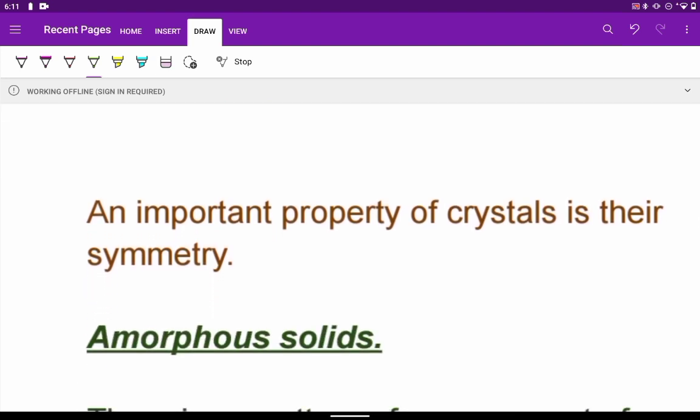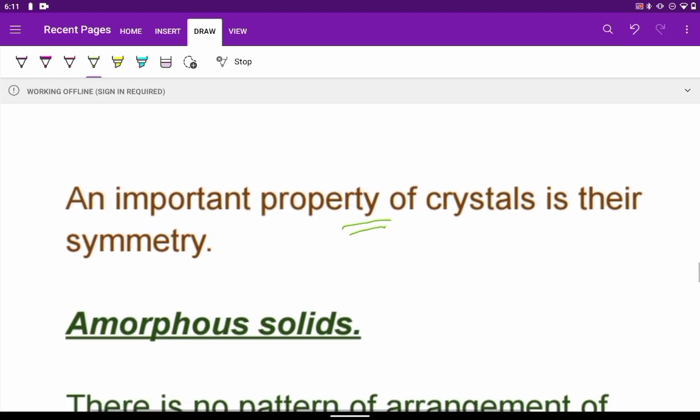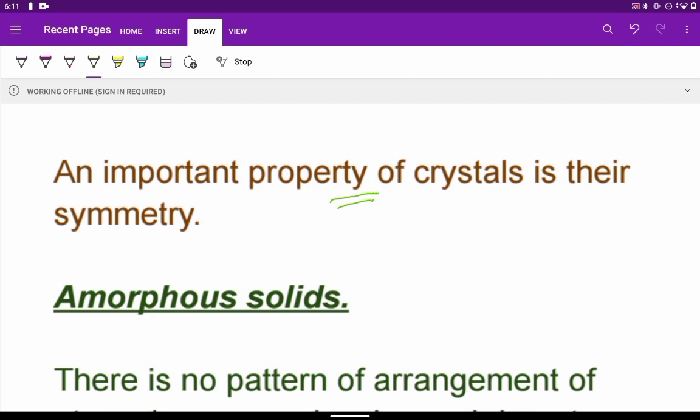A very important property of crystals is their symmetry. We have plane of symmetry, axis of symmetry, and center of symmetry. These types of symmetry in crystals I will take up in a new class. So there are three types mainly: plane of symmetry, axis of symmetry, and center of symmetry.